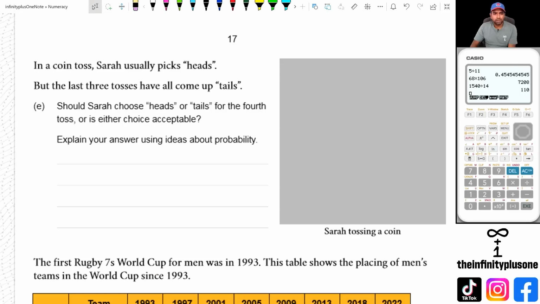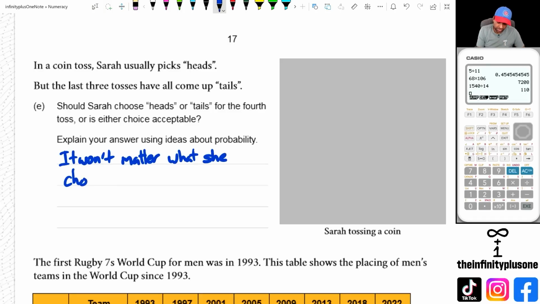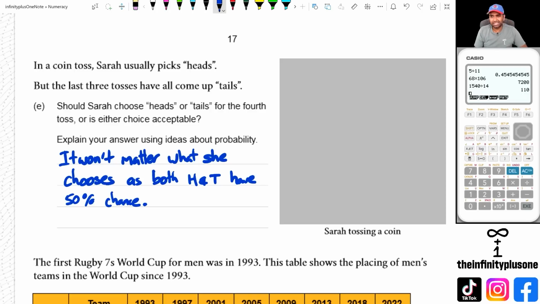All right, next one. So with question E, I don't think it matters. It doesn't matter if she chooses heads or tails because there's still a 50% chance of either popping up. So I would say it won't matter what she chooses, as both heads and tails have a 50% chance. And that means she could either be 50% successful or 50% unsuccessful. That's pretty much what you need to say for this question.